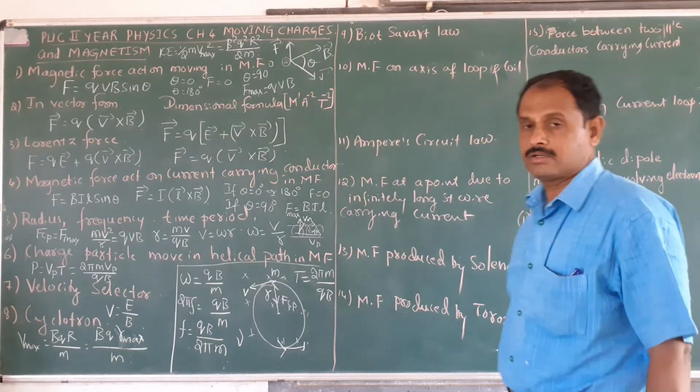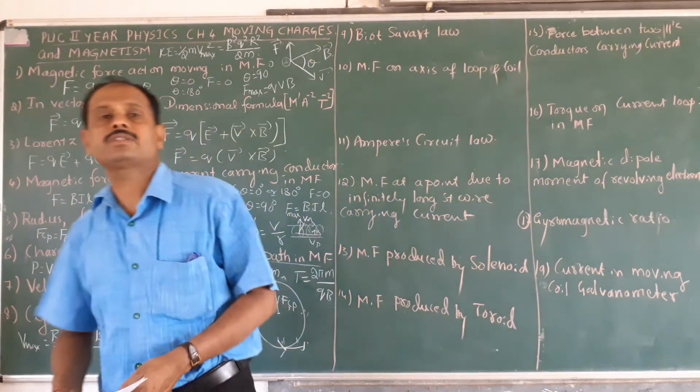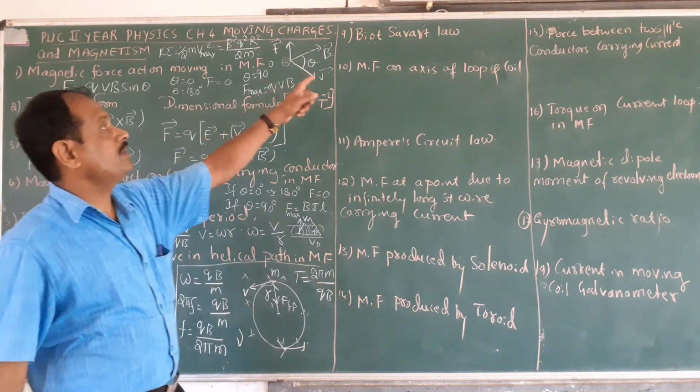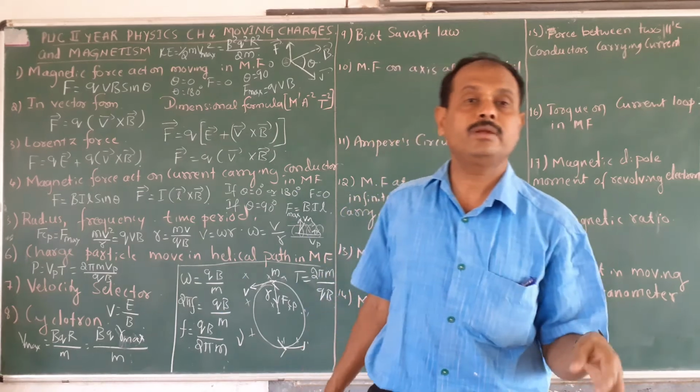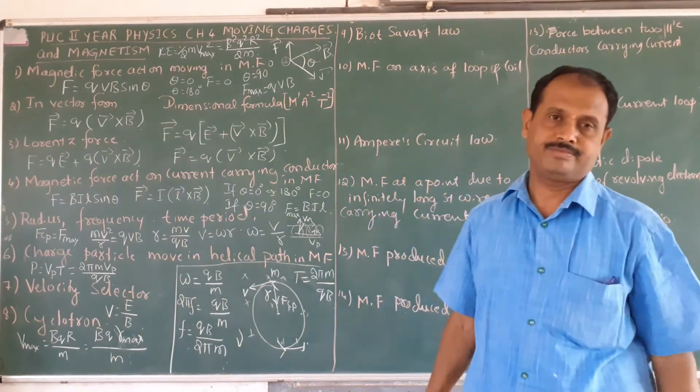Now you come to the Biot-Savart law. What is Biot-Savart law? Now Biot-Savart law gives the magnitude of the magnetic field produced by the current element.